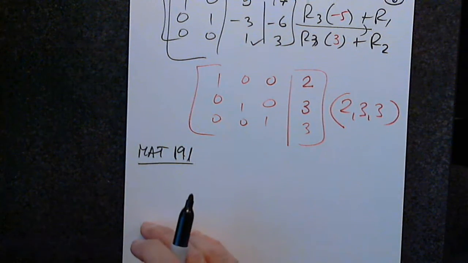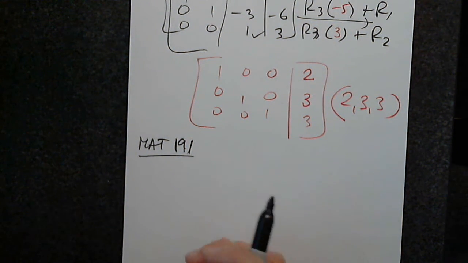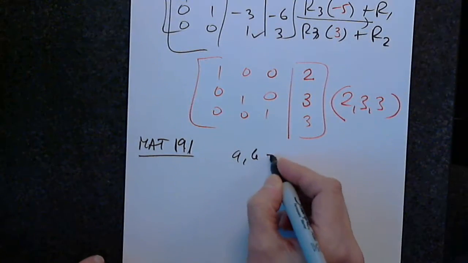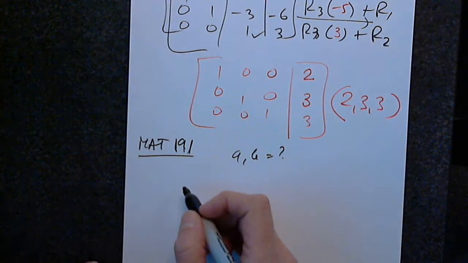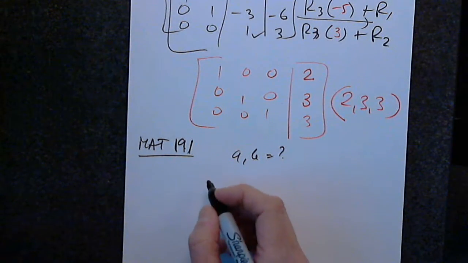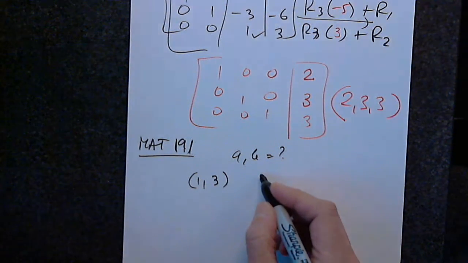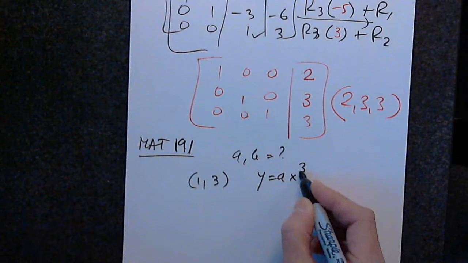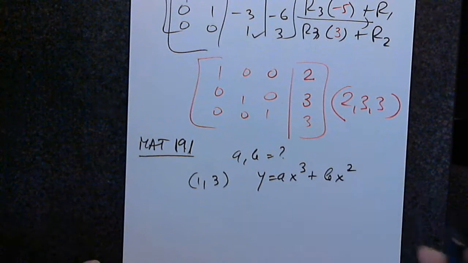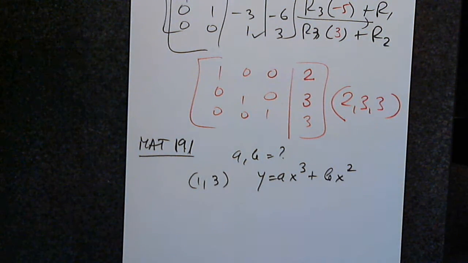For what values of constants A and B is 1 comma 3 a point of inflection of the curve y equals ax to the third plus bx squared? Okay, so we are asked to find A and B such that 1 comma 3 is a point of inflection. Correct. Very good.